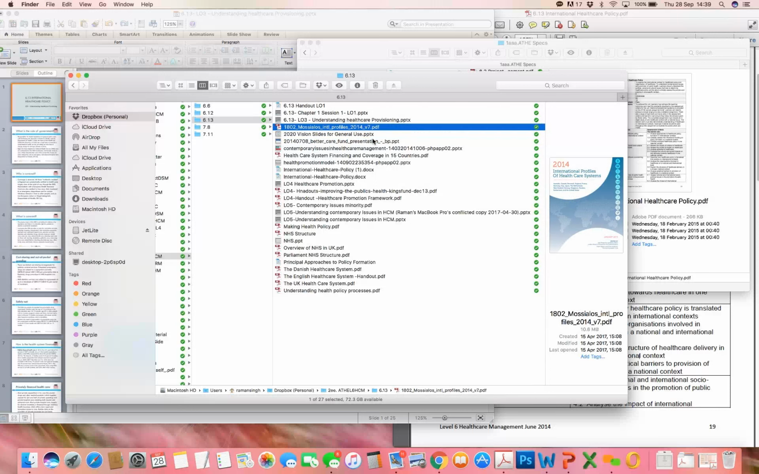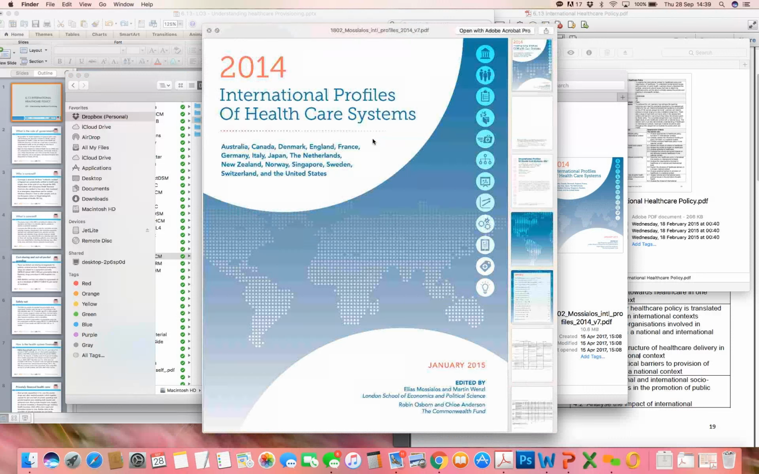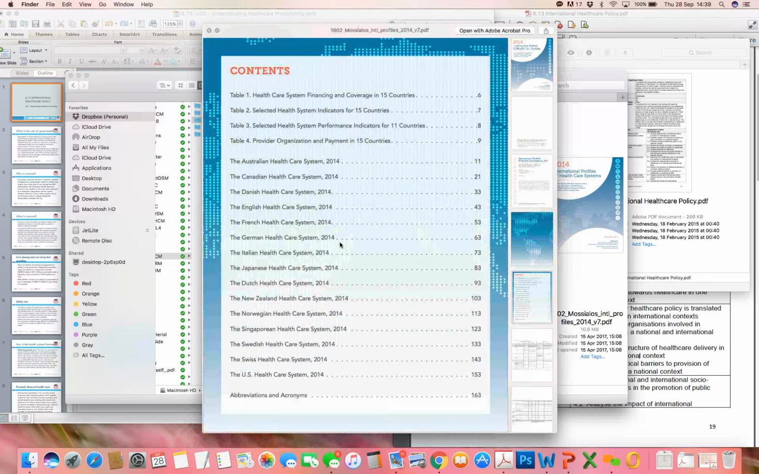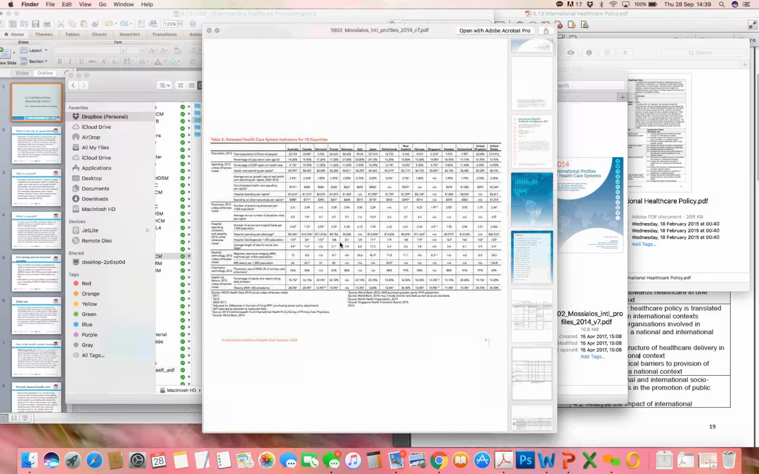One is this one, which is on Moodle. This is a slightly older report, from 2015, but it gives you a bit of comparison of how provisioning of healthcare is done in various other countries, a mix of different countries across Asia, Australia, Europe, and obviously the United States. This is a very good report that you might also use for some bits and pieces of your assignment.